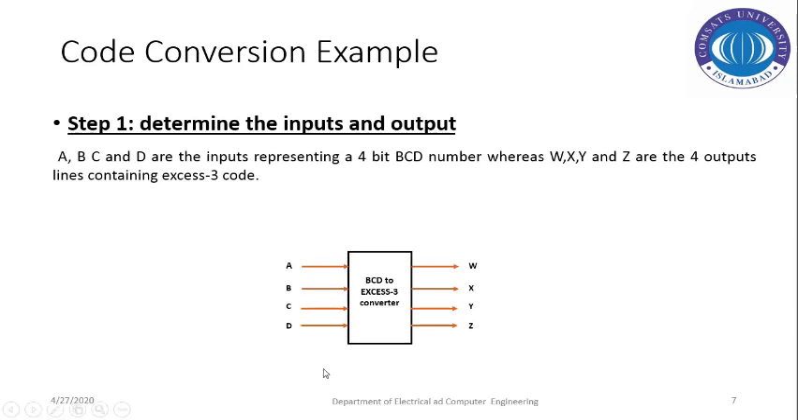Here you can see a block diagram in which A, B, C and D are the literals that represent our inputs. These literals represent a 4-bit BCD number, whereas W, X, Y and Z are the 4 output lines containing the XS3 code. This block receives the inputs at A, B, C, D, processes those inputs, and converts the output to W, X, Y, Z, which is the resultant XS3 code. So this was the first step, in which we identified the inputs and outputs.